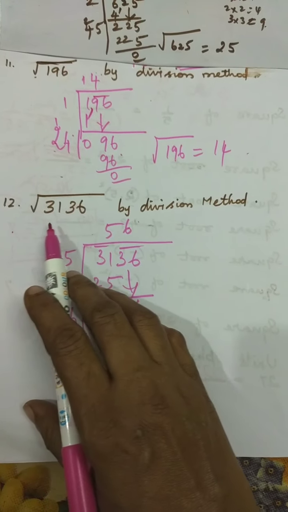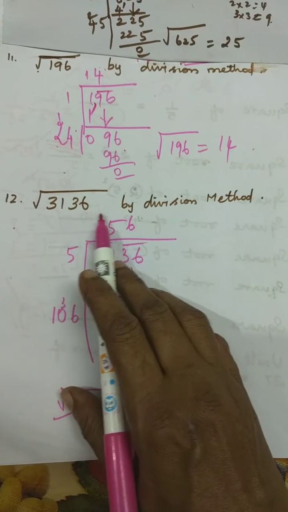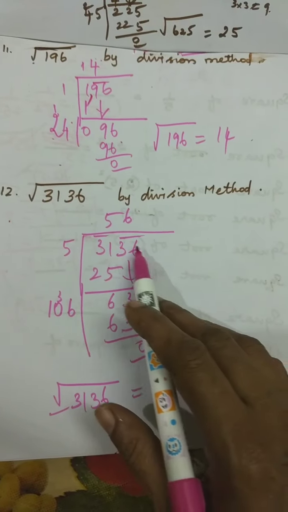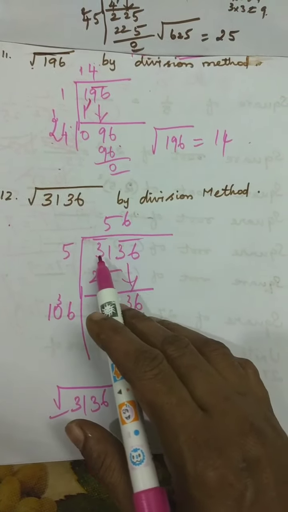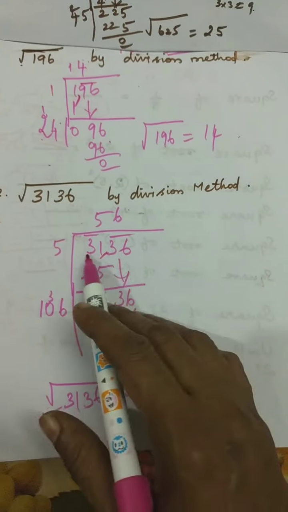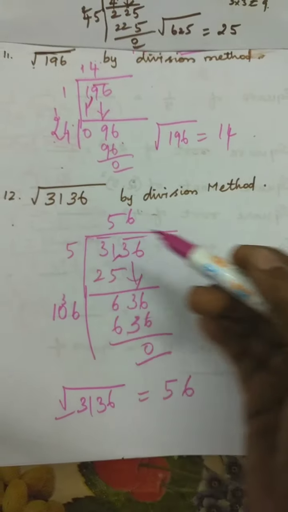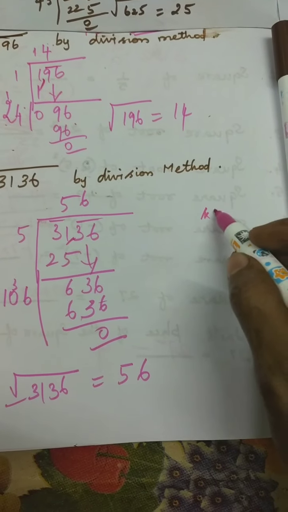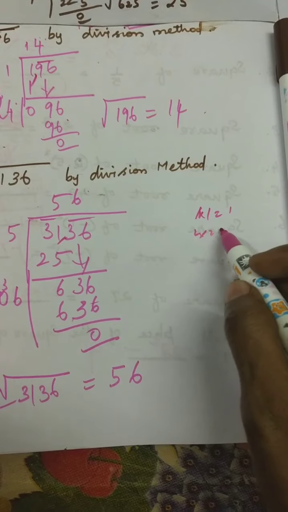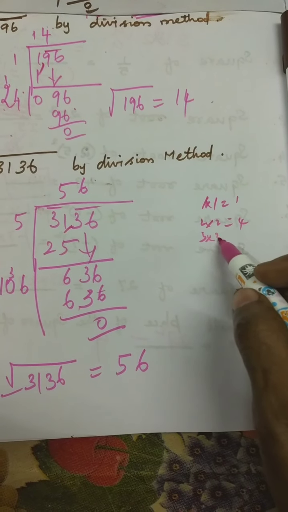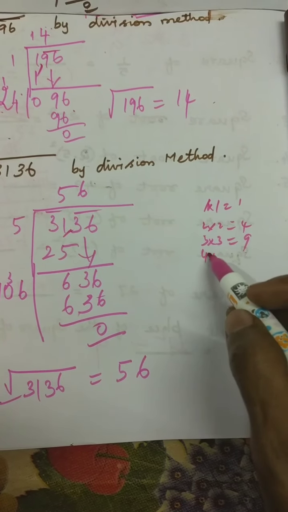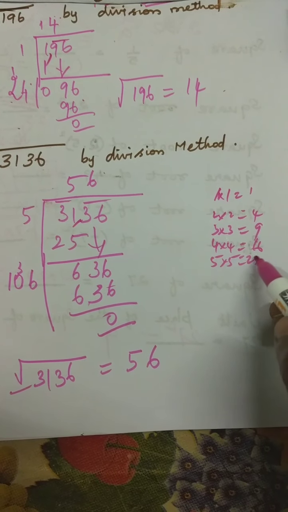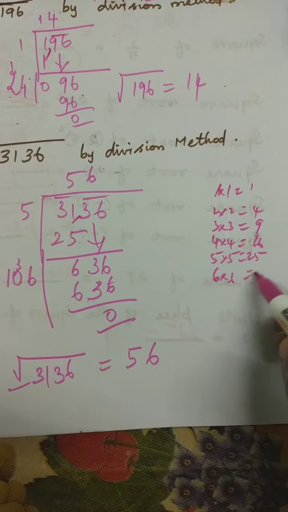Then the root of 3136 by the division method. That is 3136. You have to put a bar by splitting, otherwise by commas, taking 2 numbers from the last. First it is 31. 1 into 1 is 1, 2 2s are 4, 3 3s are 9, 4 4s are 16, 5 5s are 25, and 6 6s are 36.